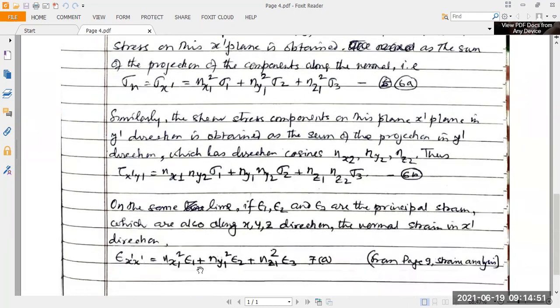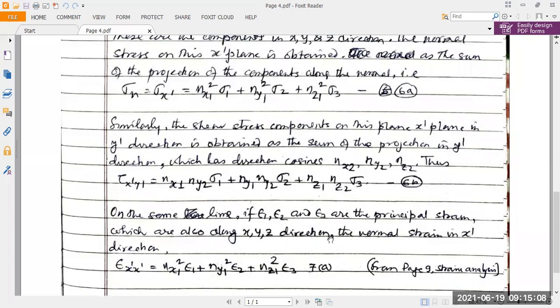On the same line, epsilon 1, epsilon 2, epsilon 3 are the principal strains itself, and we have already deduced that in XYZ the normal strain will be, in a similar fashion, nx1 squared epsilon 1 plus ny1 squared epsilon 2 plus nz1 squared epsilon 3 itself. It was from the plane strain analysis itself. Now, in equation 4, 5.